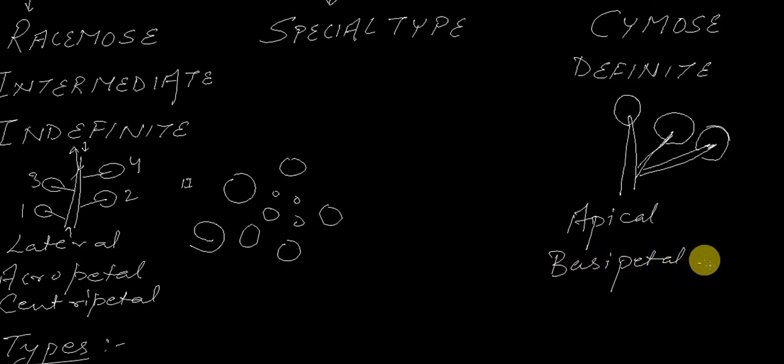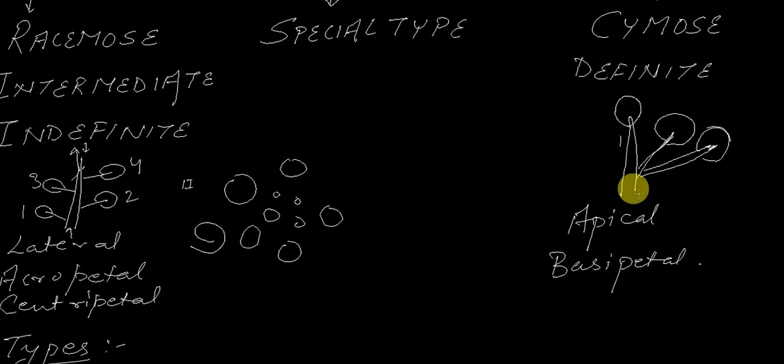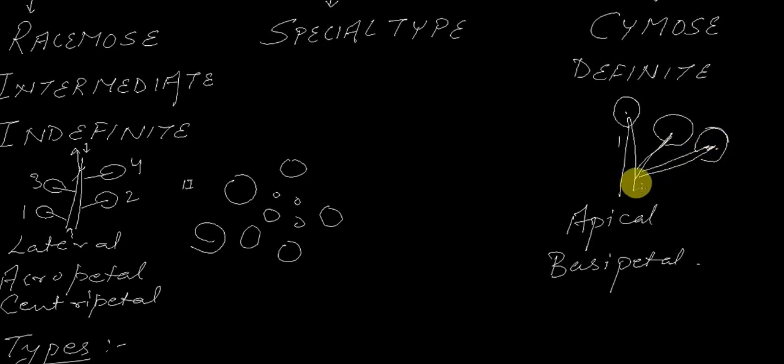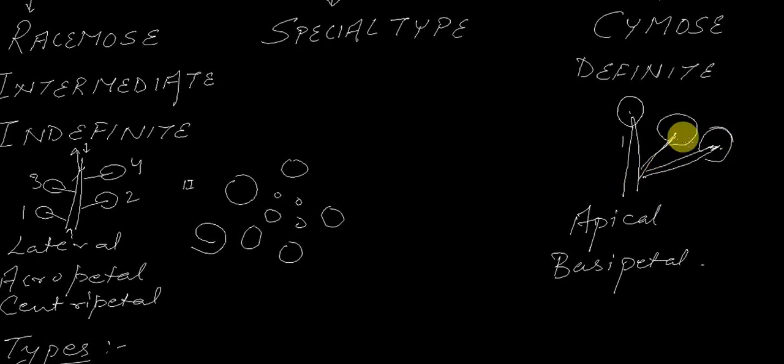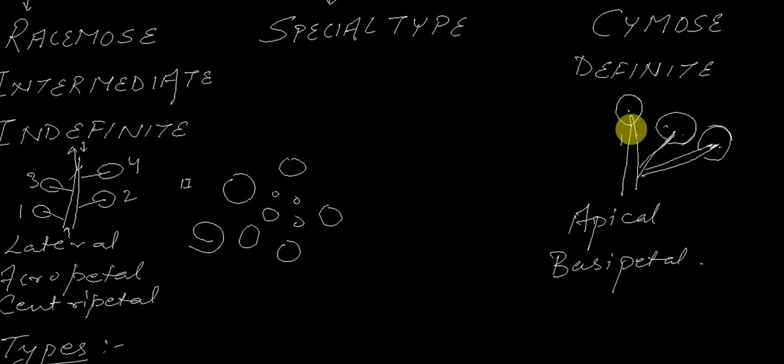Basipetal means the youngest flower is over here. See, this is the stem and this is the base. So this is the oldest flower and this is the youngest flower. Where is the youngest flower present? It is present at the base of this flower. So over here the youngest flower is present at the base and not the apex. So this is called basipetal arrangement.